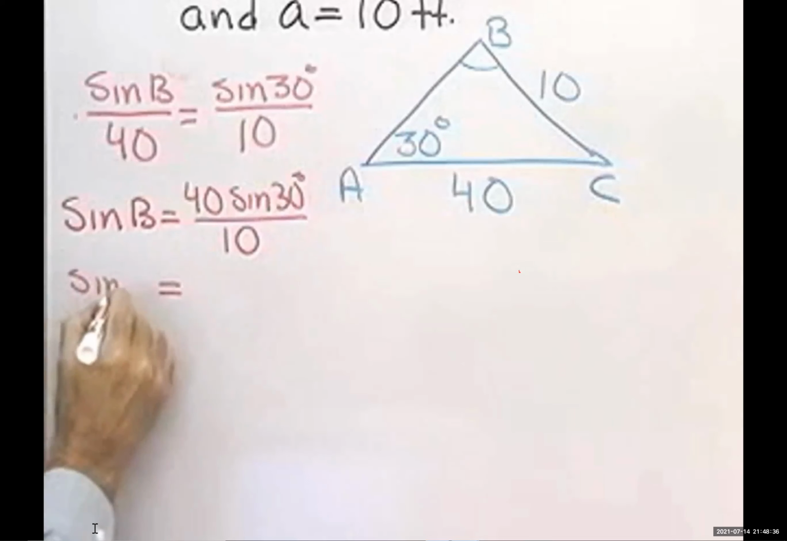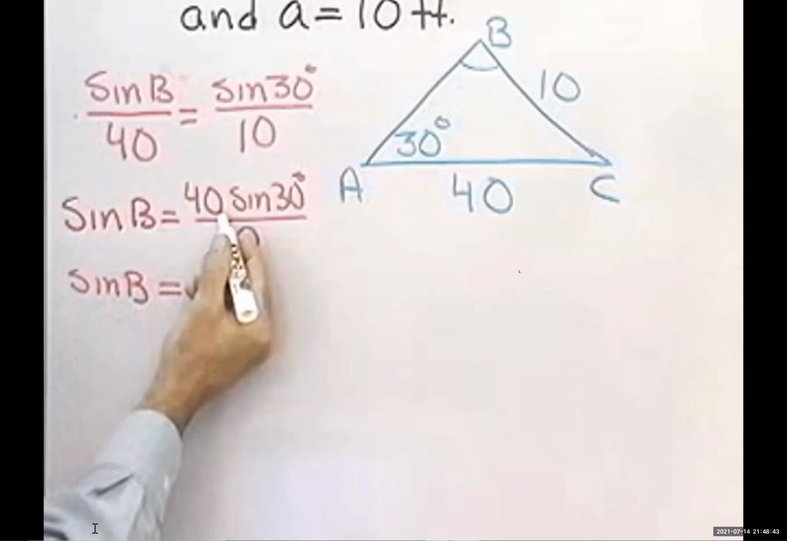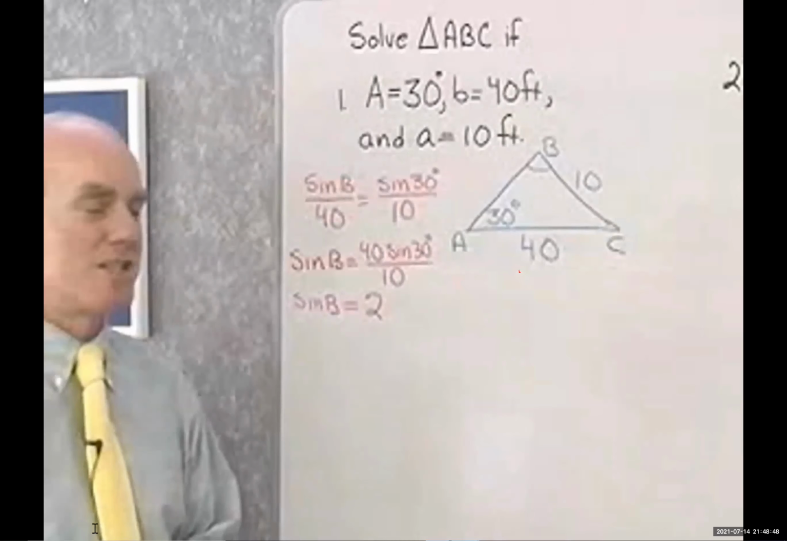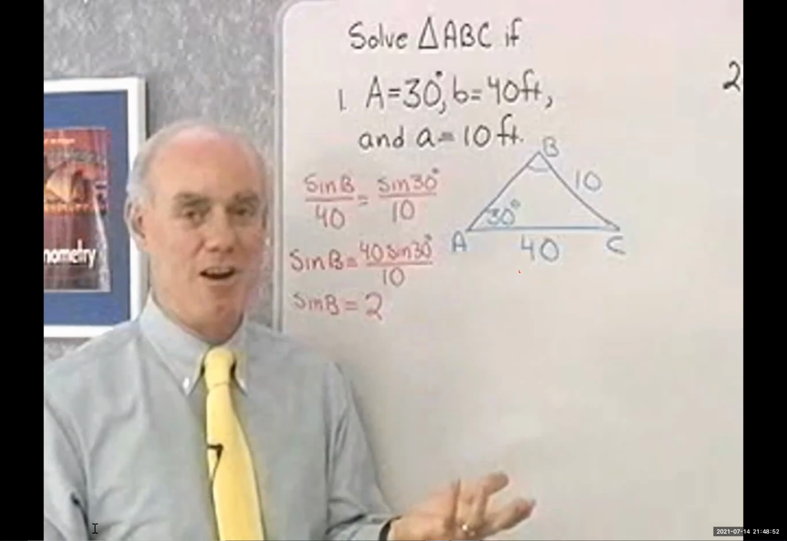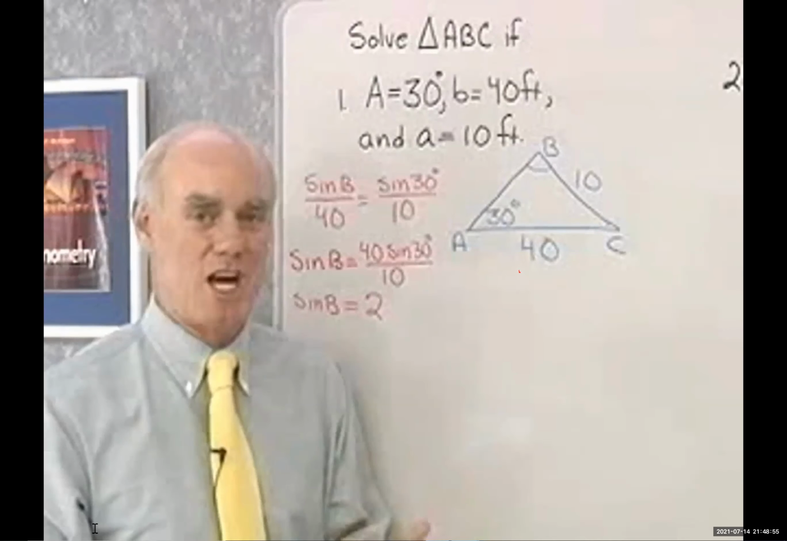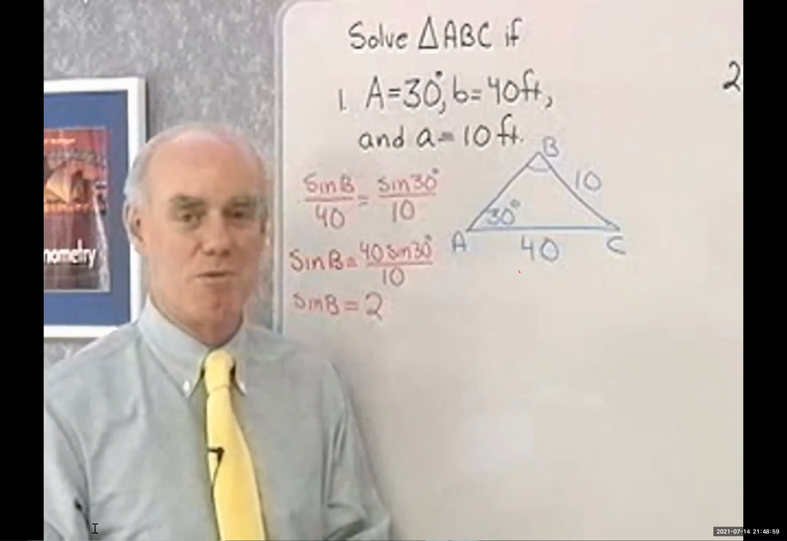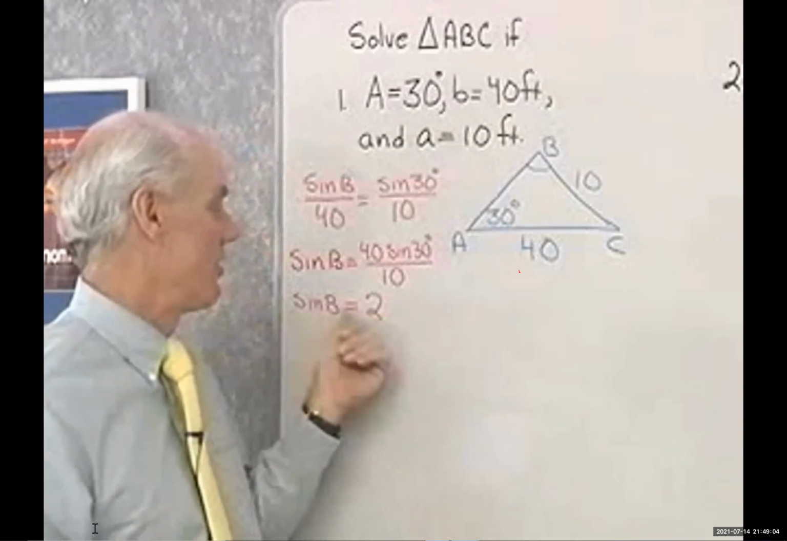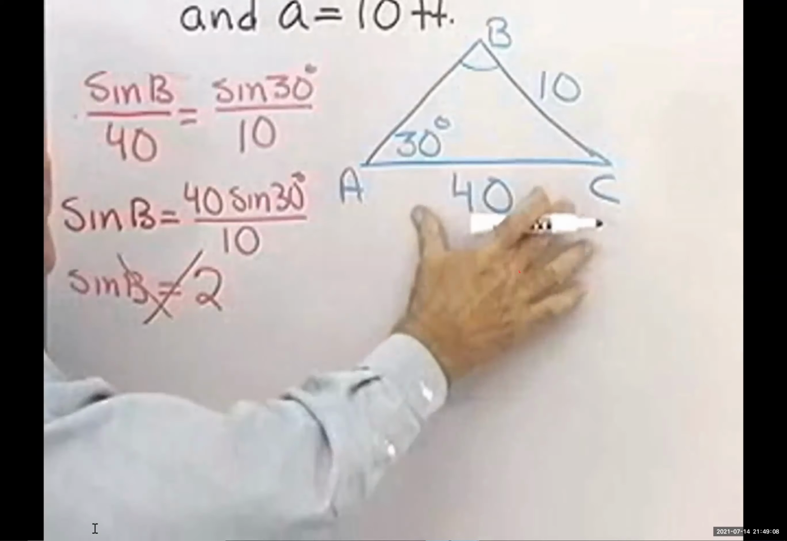So sine B comes out to be, let's see, sine 30 degrees is just 1/2, times 40 is 20, divided by 10 turns out to be 2. So I end up with sine B is equal to 2. Now, if you put this into your calculator, press your inverse sine button, you're going to get an error because there is no angle whose sine is equal to 2. The sine of an angle is always between -1 and +1, so it's impossible that this can happen. So there's no angle that fits this description, which means that there's no triangle that fits this description.